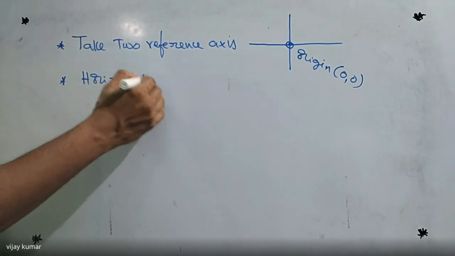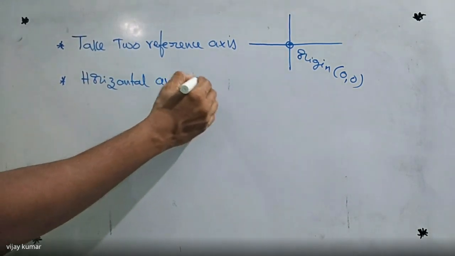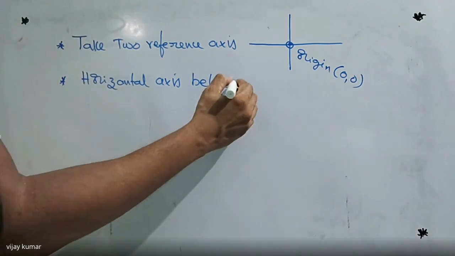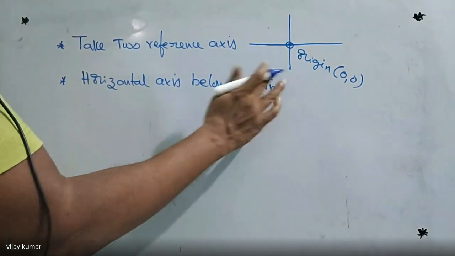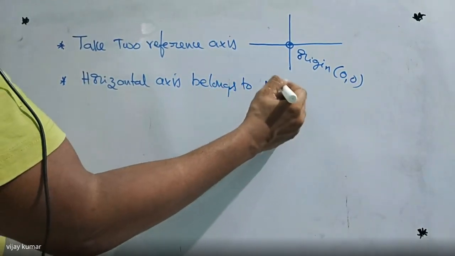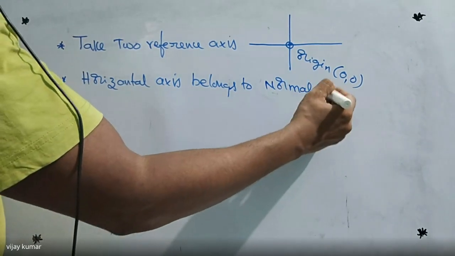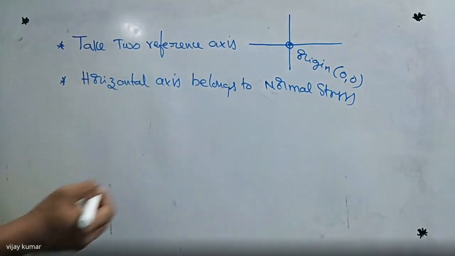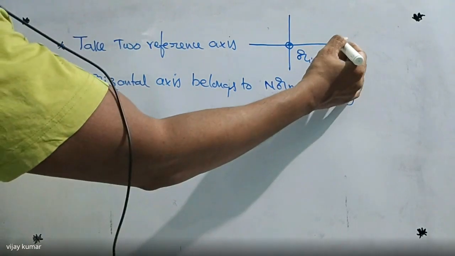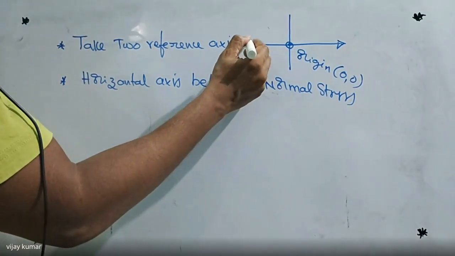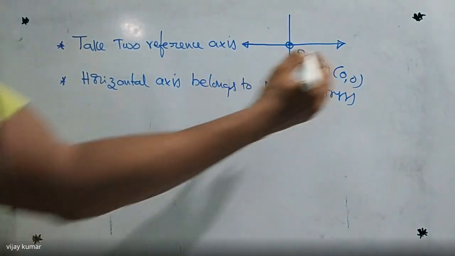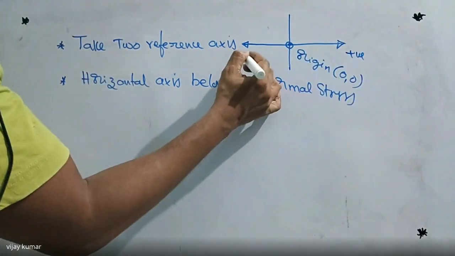Horizontal axis belongs to normal stresses. That means if you see the diagram, this is the positive x-axis, this is the negative x-axis.